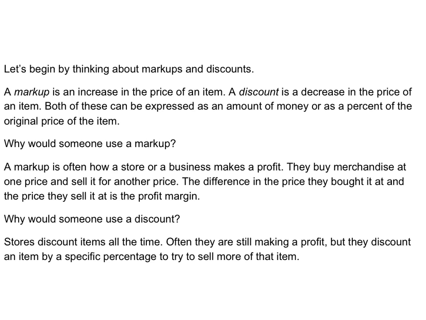A markup is an increase in the price of an item. A discount is a decrease of the price. Both of these can be expressed as an amount of money or as a percent of the original price. Why somebody would use a markup: that's basically how stores and businesses make profits. They buy merchandise at a certain price and then sell it at a markup so that they make money. The difference between the price that they bought it at and the price that they sell it at is called a profit margin. Why somebody puts something on discount? They're still making a profit, but they put it at a discount so that they can sell more of that item.